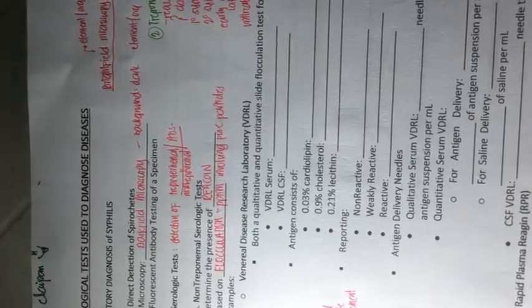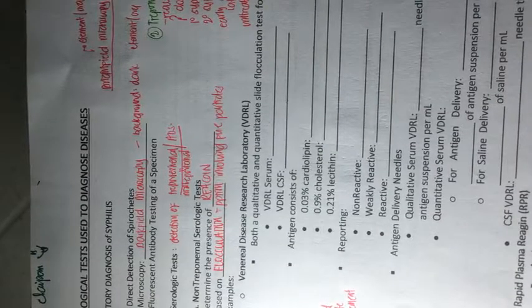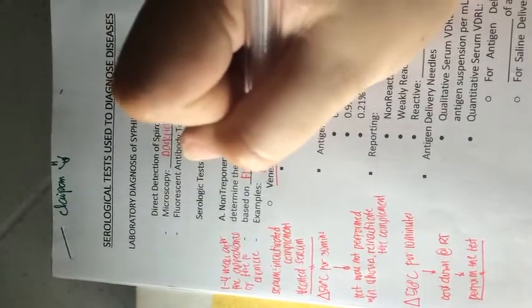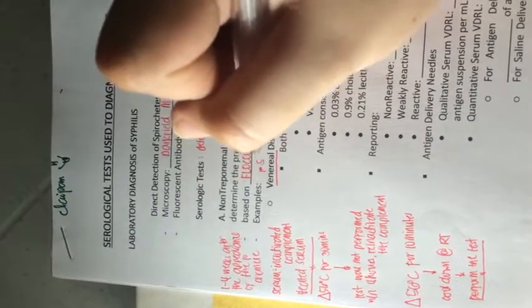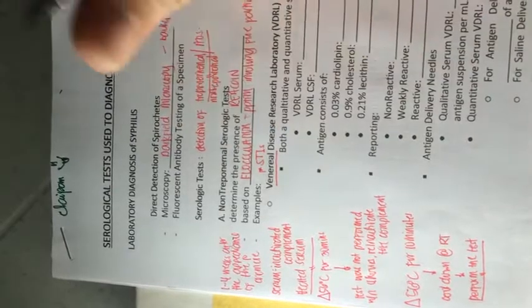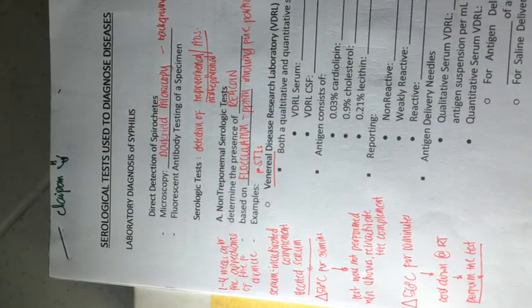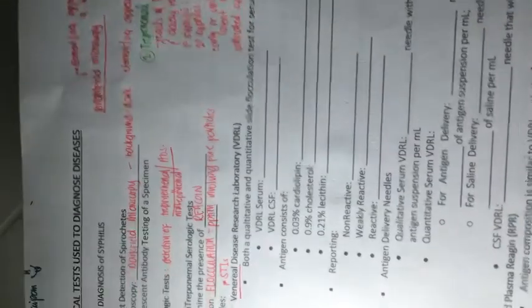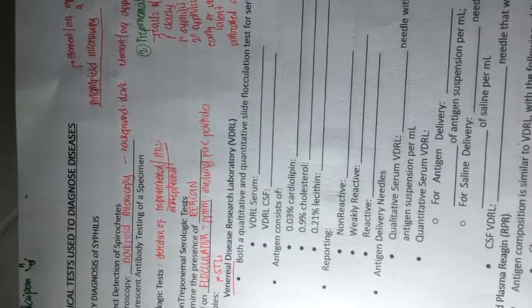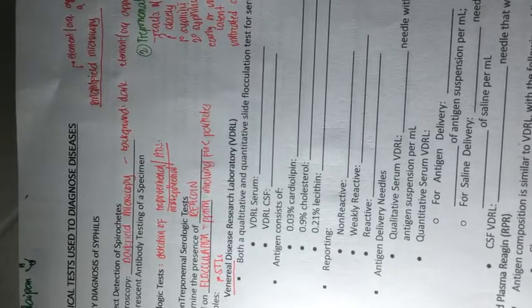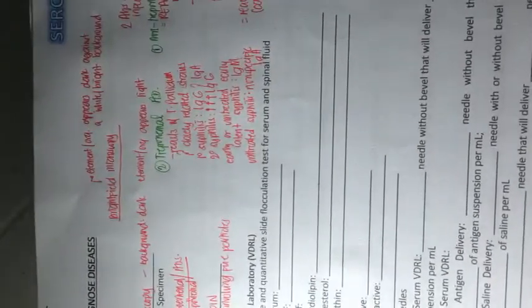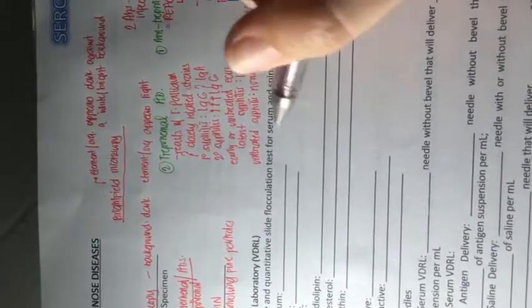First we have the VDRL, or your Venereal Disease Research Laboratory. Please take note that venereal simply means STIs. It's a term referring to STIs. When we say venereal, this refers to diseases transmitted through sexual activities or sexual intercourse. The VDRL has the advantage of being both a qualitative and a quantitative slide flocculation test. And aside from serum, it can also use spinal fluid as a sample.